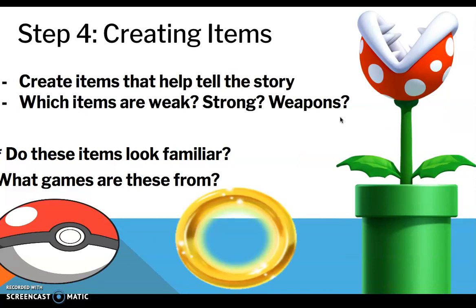All right, step 4, create items. Some of these items that are created in games become iconic. They help tell the story, but then you have to give these items features. So some features are strong, some are weak. What about the weapons? Are weapons used for good? Are they used for bad purposes? Do they give the character health? Do they give the character ammunition?